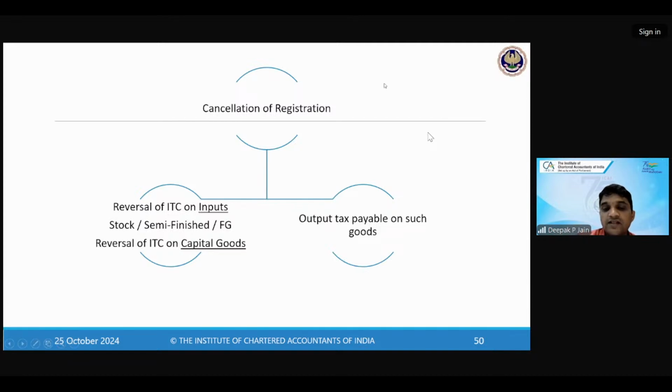Now, what happens in terms of cancellation of registration? When your registration is cancelled, you have to reverse ITC on your input stock, semi-finished goods, and on your capital goods, and you have to pay output tax on such goods. So when you're closing down your business, you cannot have any credit balance. Whatever output tax you have to pay on the goods lying, you have to pay. Either sell those goods, or if you're not able to sell them, whatever stock is lying on that day, on that you have to pay GST. And then whatever is the credit ledger balance, that has to get reversed. Okay.